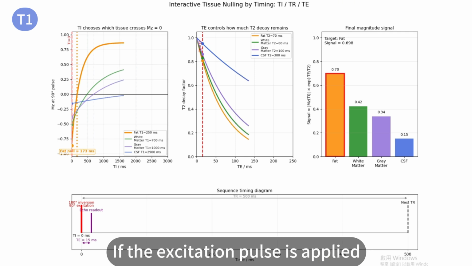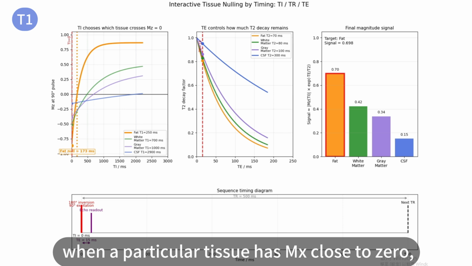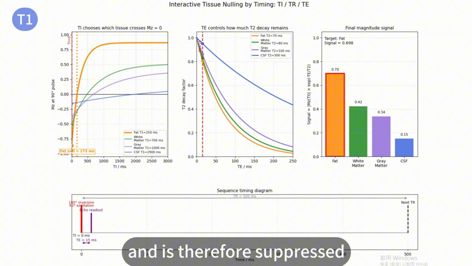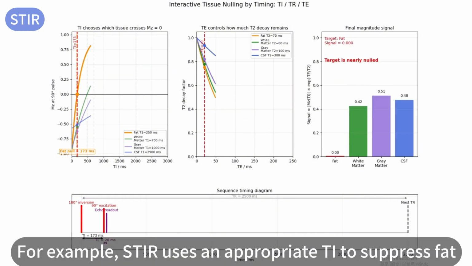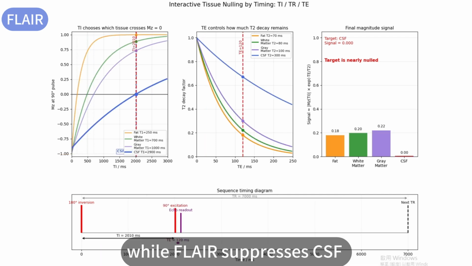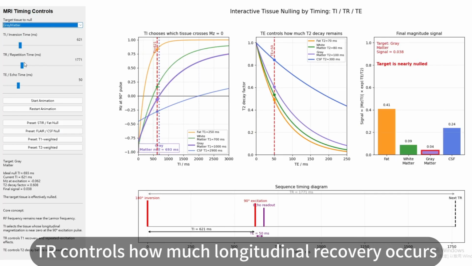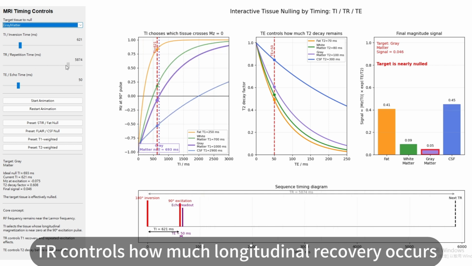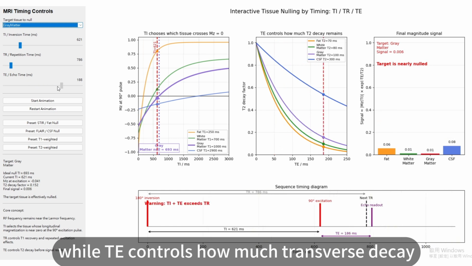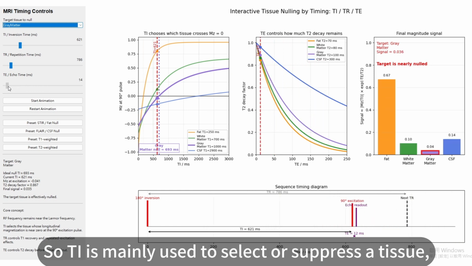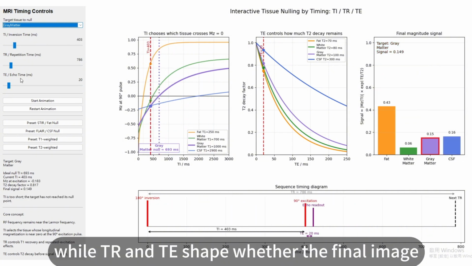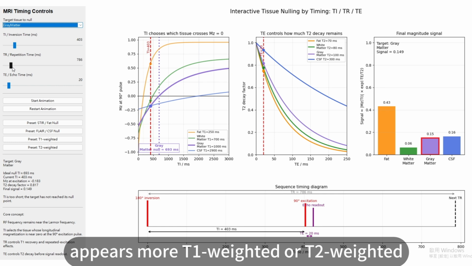If the excitation pulse is applied when a particular tissue has Mz close to zero, that tissue produces very little transverse signal and is therefore suppressed, which is called nulling. For example, STIR uses an appropriate TI to suppress fat, while FLAIR suppresses CSF. After a target tissue is selected, TR controls how much longitudinal recovery occurs before the next excitation, while TE controls how much transverse decay occurs before the signal is measured. So TI is mainly used to select or suppress a tissue, while TR and TE shape whether the final image appears more T1 weighted or T2 weighted.